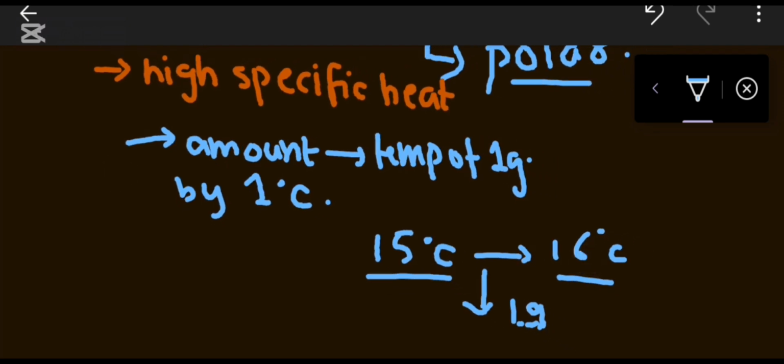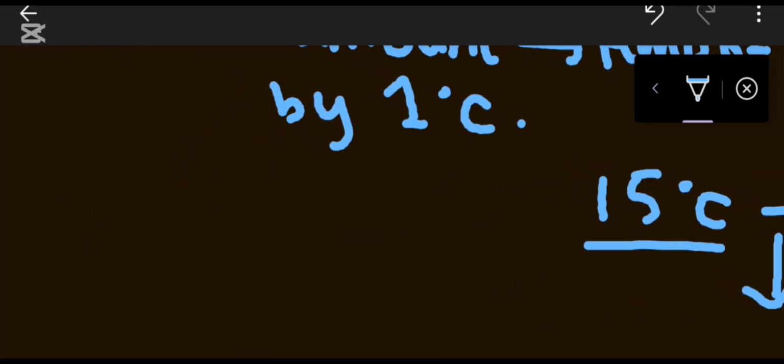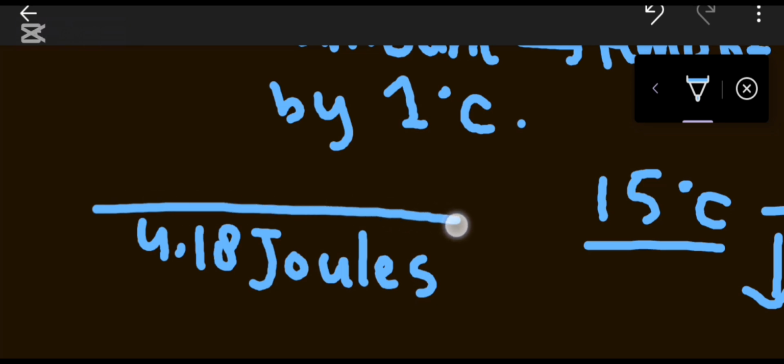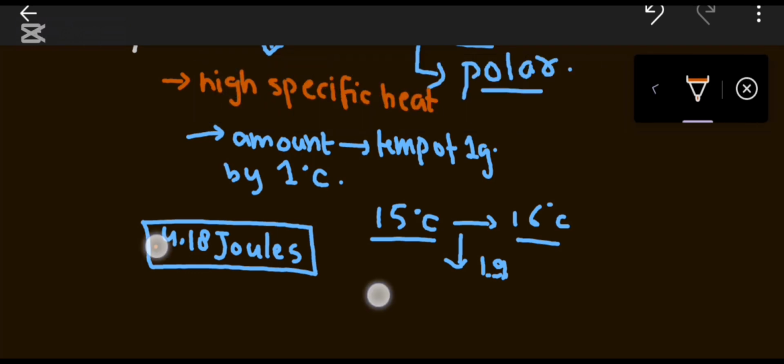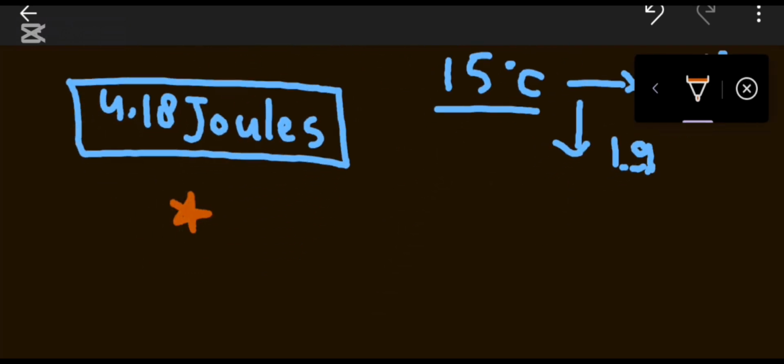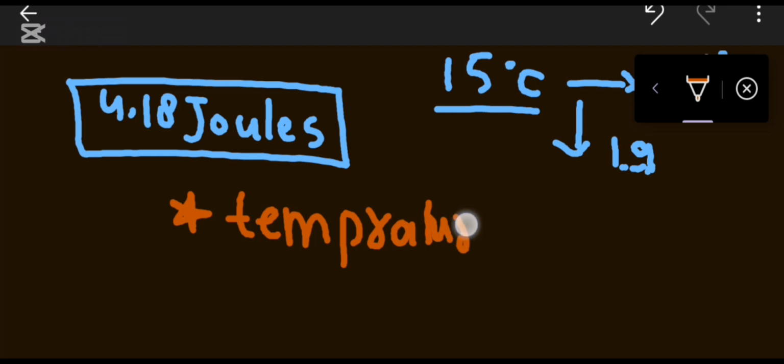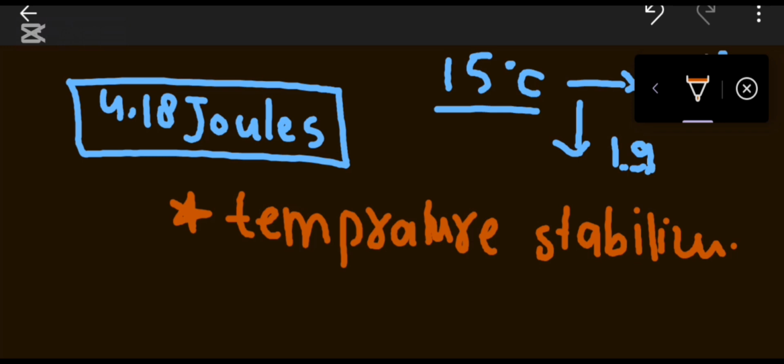Now what is the high specific heat of water? It is 4.18 joules, and it is measured in calories. The main point to be noticed here is that high specific heat is also known as a temperature stabilizer, and this acts as a regulator for organisms too.